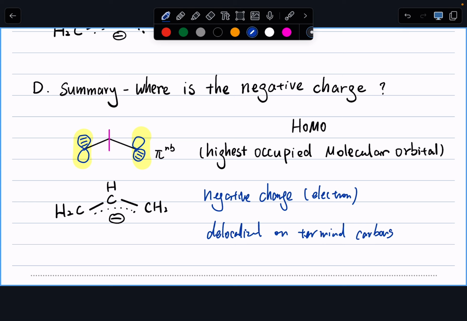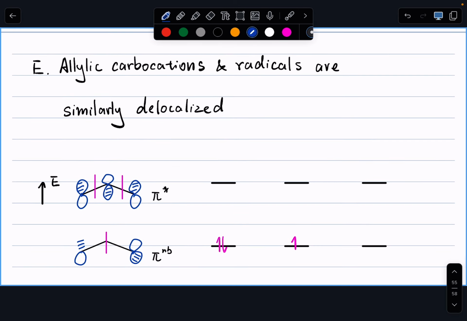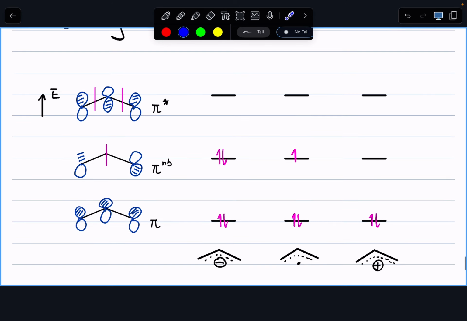All right. Let's see what exactly we can get by applying this kind of analysis to our radical and carbocation. Taking one step further, we see that allylic carbocations and allylic radicals are similarly delocalized. If we're looking at the carbanion, we have a total of 4 electrons to put in. If we're looking at a radical, we have 3 electrons. And if we look at a carbocation, we have only 2 electrons to put in.